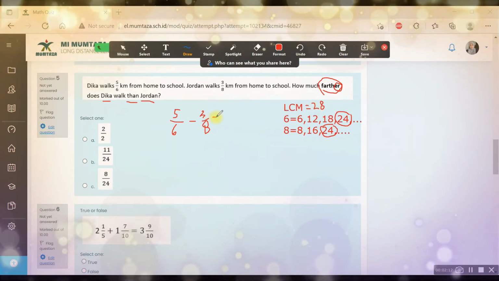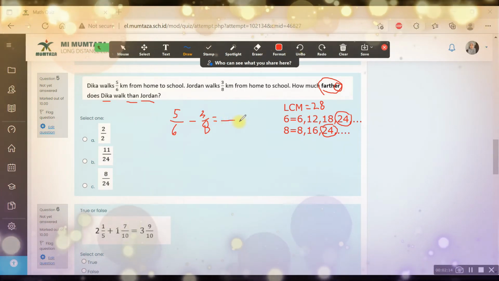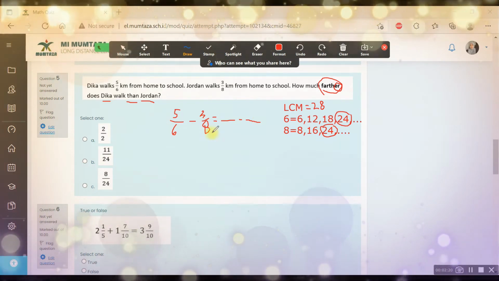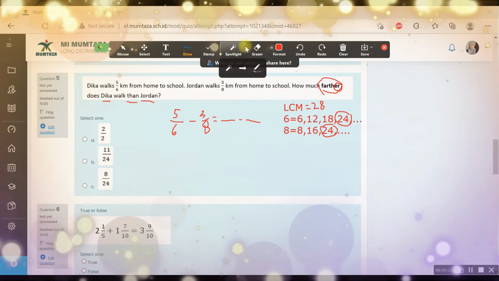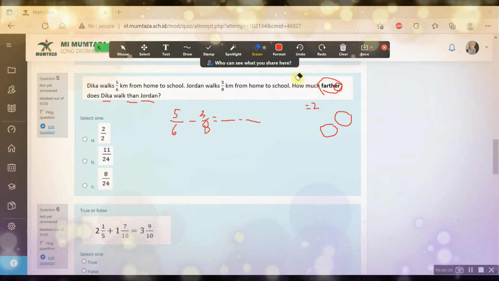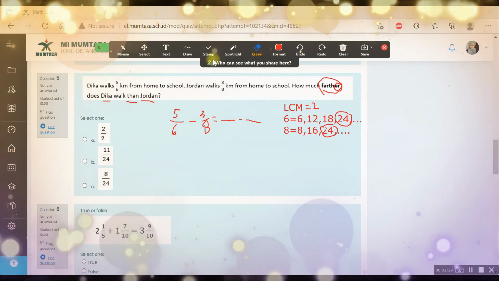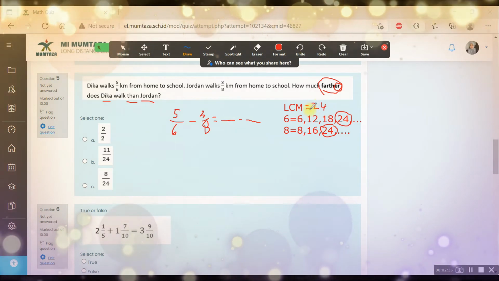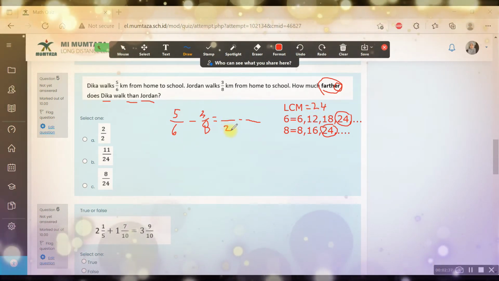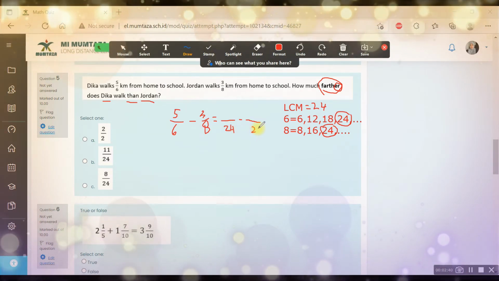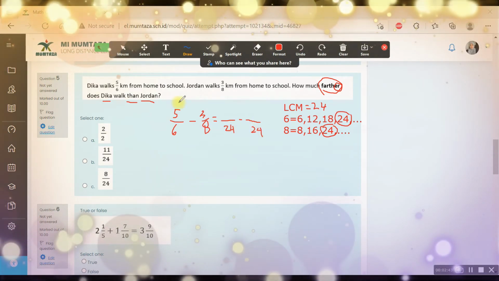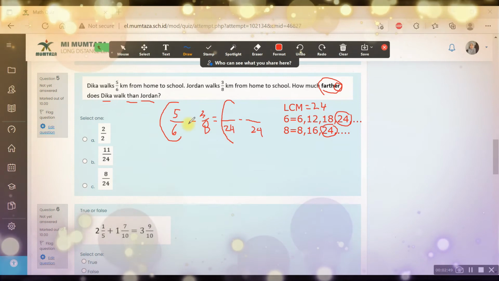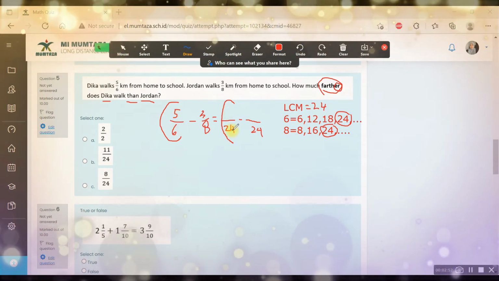Now we can make the new fractions, because this is subtraction. Now, 24, not 28. Oh my god, wait, this is 24. Now, because the LCM is 24, the bottom number is 24. Now look at the first fraction, 5/6 becomes something over 24.